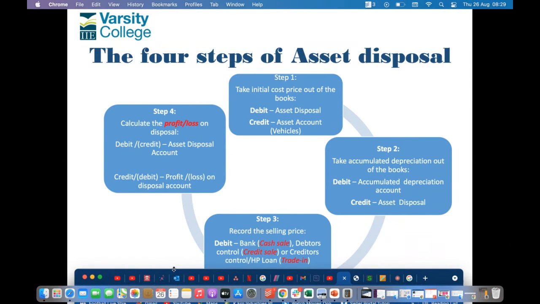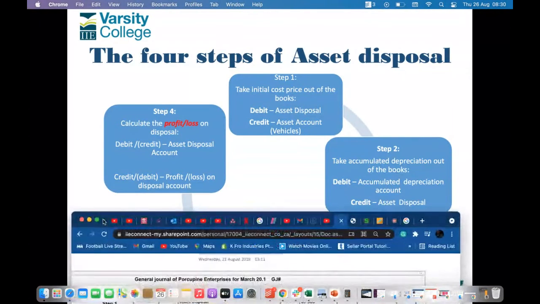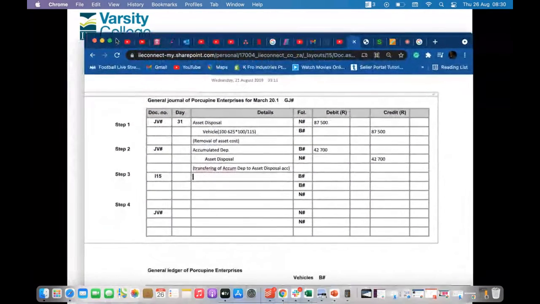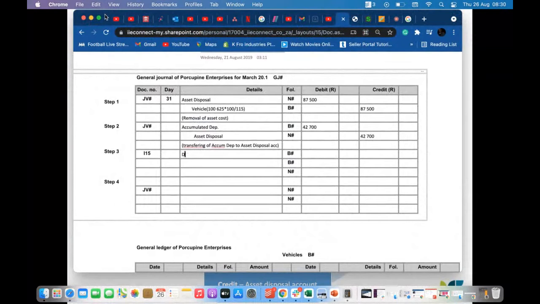Right, and if we sold on hire purchase, which we'll see in one of the exercises we'll do, you would then credit the creditor. So here we're going to say debtors control, and in brackets you can write the name of this debtor, which is Jaden's Motors. Okay, and how much did we sell this thing for? We sold it for 74,175.